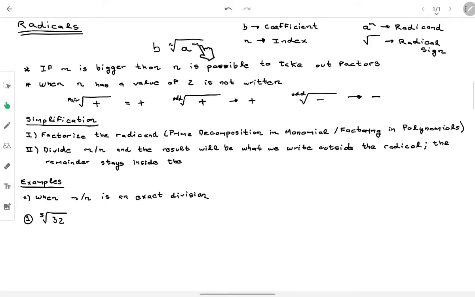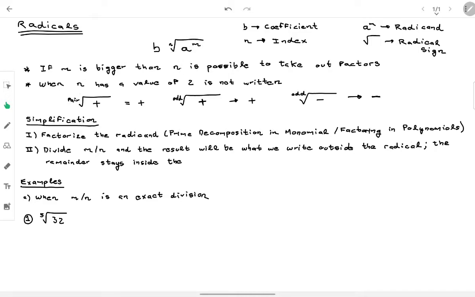What happens next? What we have inside of the radical sign is going to be called the radicand. Then, of course, it's going to be a mathematical expression. It can be a monomial or it can be a polynomial. And the m, of course, is going to be the power of the term or the terms that are going to be inside the radical.